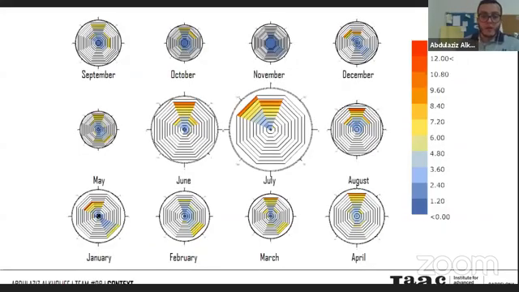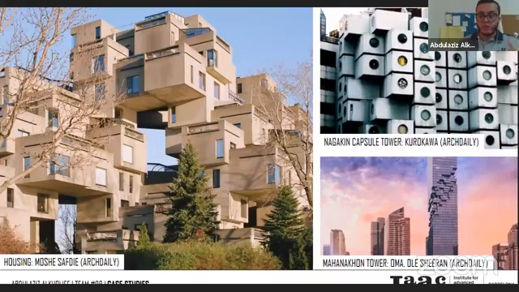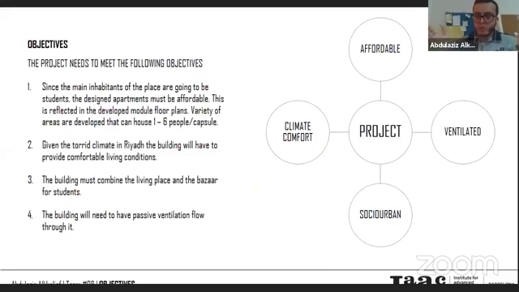So also we have the wind rose per the months. We also have case studies we are following, like the Canadian architect Moshe Safdie on aggregation of units, and also Japanese architect Kurokawa or Rem Koolhaas between the aggregation and reduction of units. So our objective of work is affordable housing for students, climate comfort and socio-urban. What that means between social and urban is one terminology, and ventilated as well.